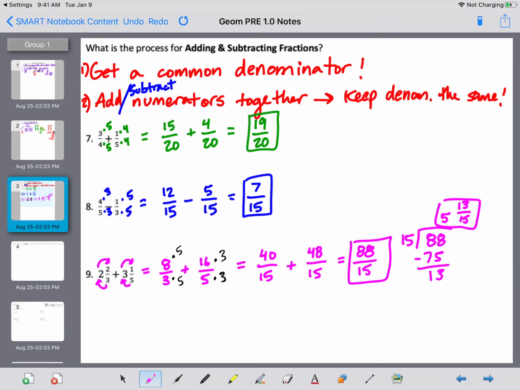All right, so I hope that helps with some review on adding, subtracting, and then multiplying and dividing fractions.